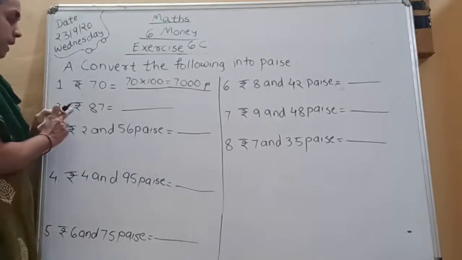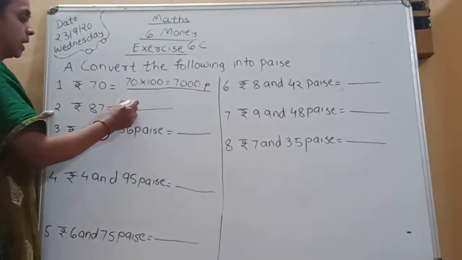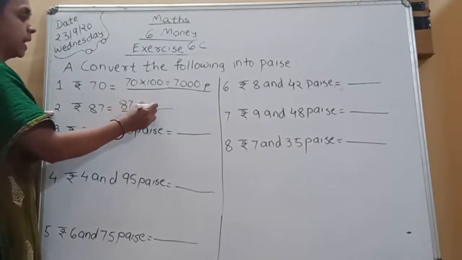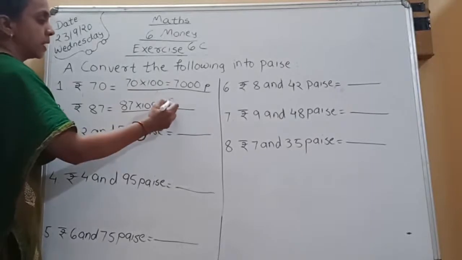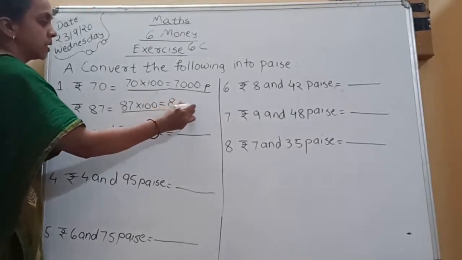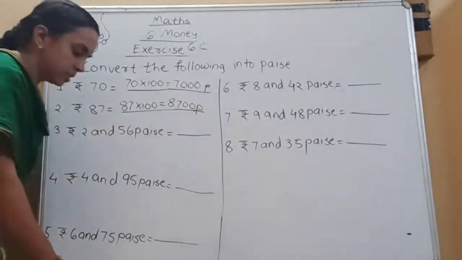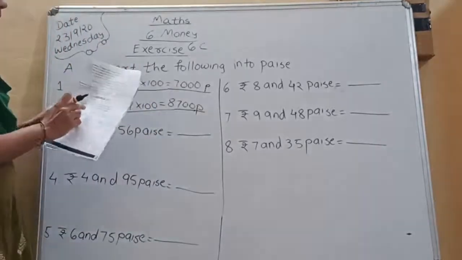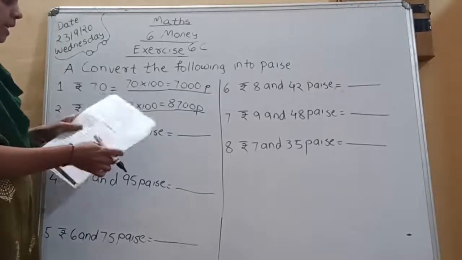Now see second example, rupees 87. So what you have to write? 87 multiplied by 100. So 100 multiplied by 87 means 8,700 paise. So see, blank space is given there. On that blank space you can write in a very short handwriting.